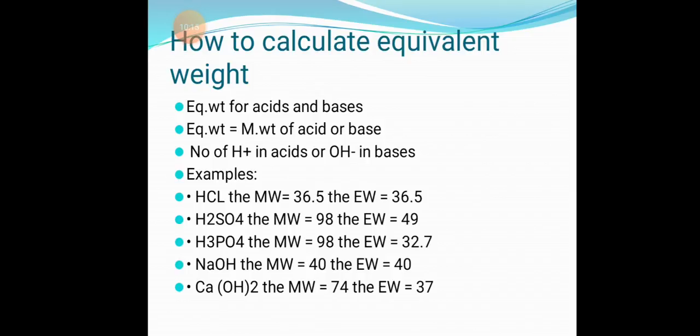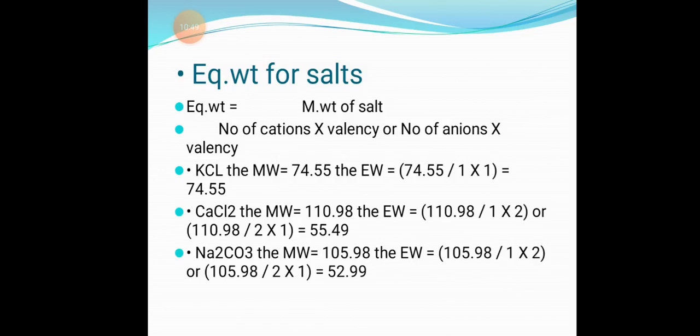Example, HCl. The molecular weight is 36.5. The equivalent weight is 36.5 because only one H. H2SO4, the molecular weight 98. The equivalent weight will be 49 because there are two H plus ions. H3PO4, the molecular weight 98, the equivalent weight 32.7 because 3 H plus ions. NaOH, the molecular weight 40 and the equivalent weight also 40 because only 1 OH minus ion. Ca(OH)2 taken twice, the molecular weight 74 and the equivalent weight 37 because there are 2 OH minus ions.